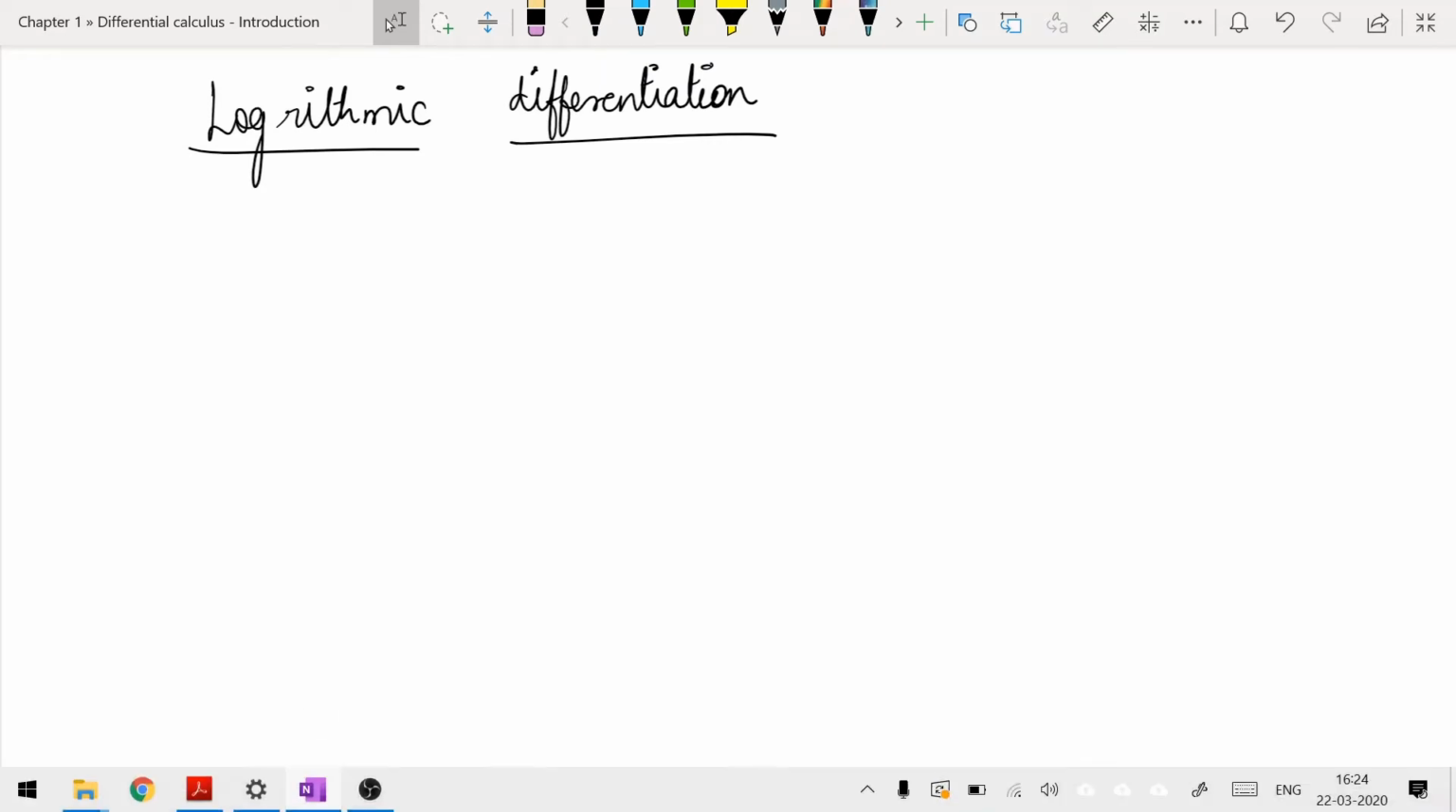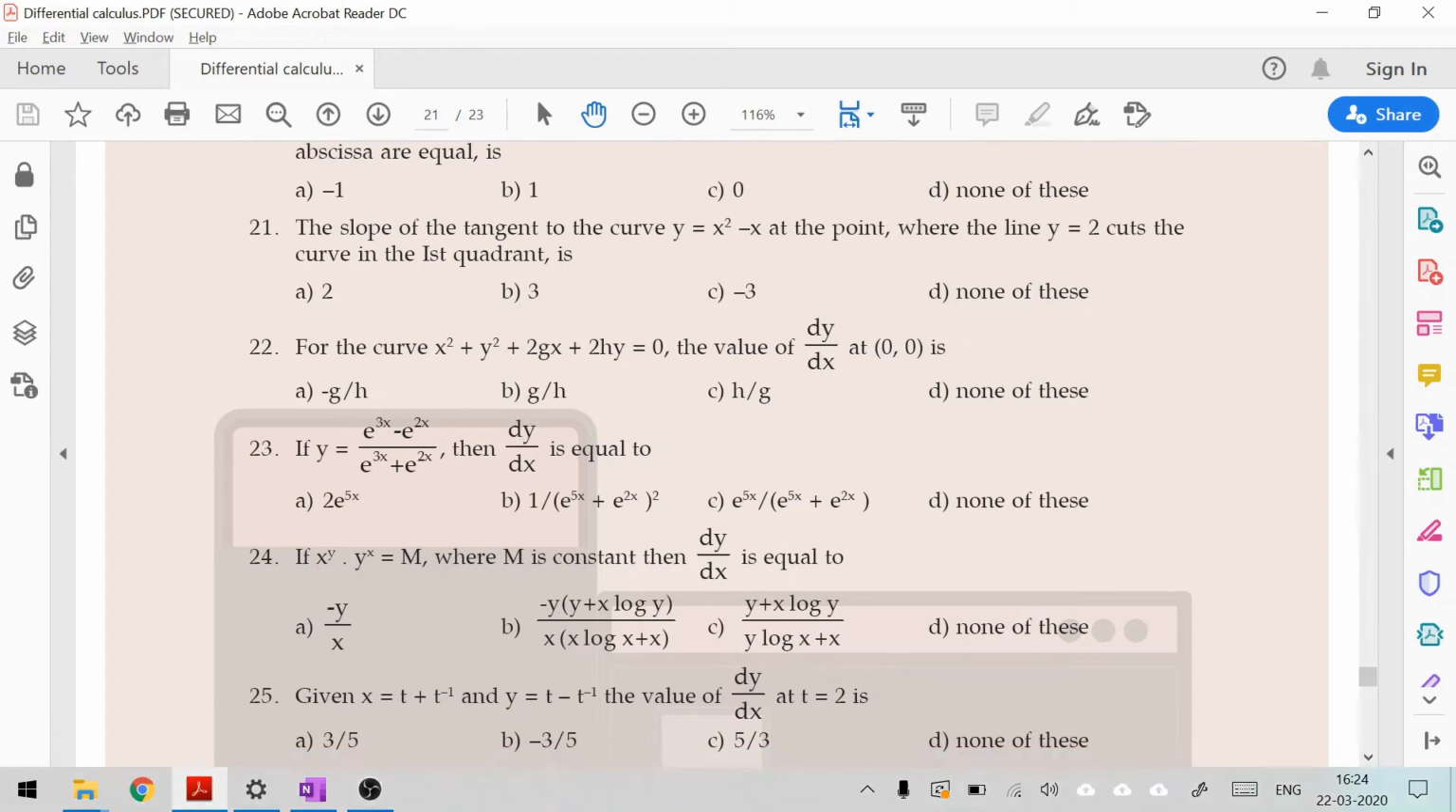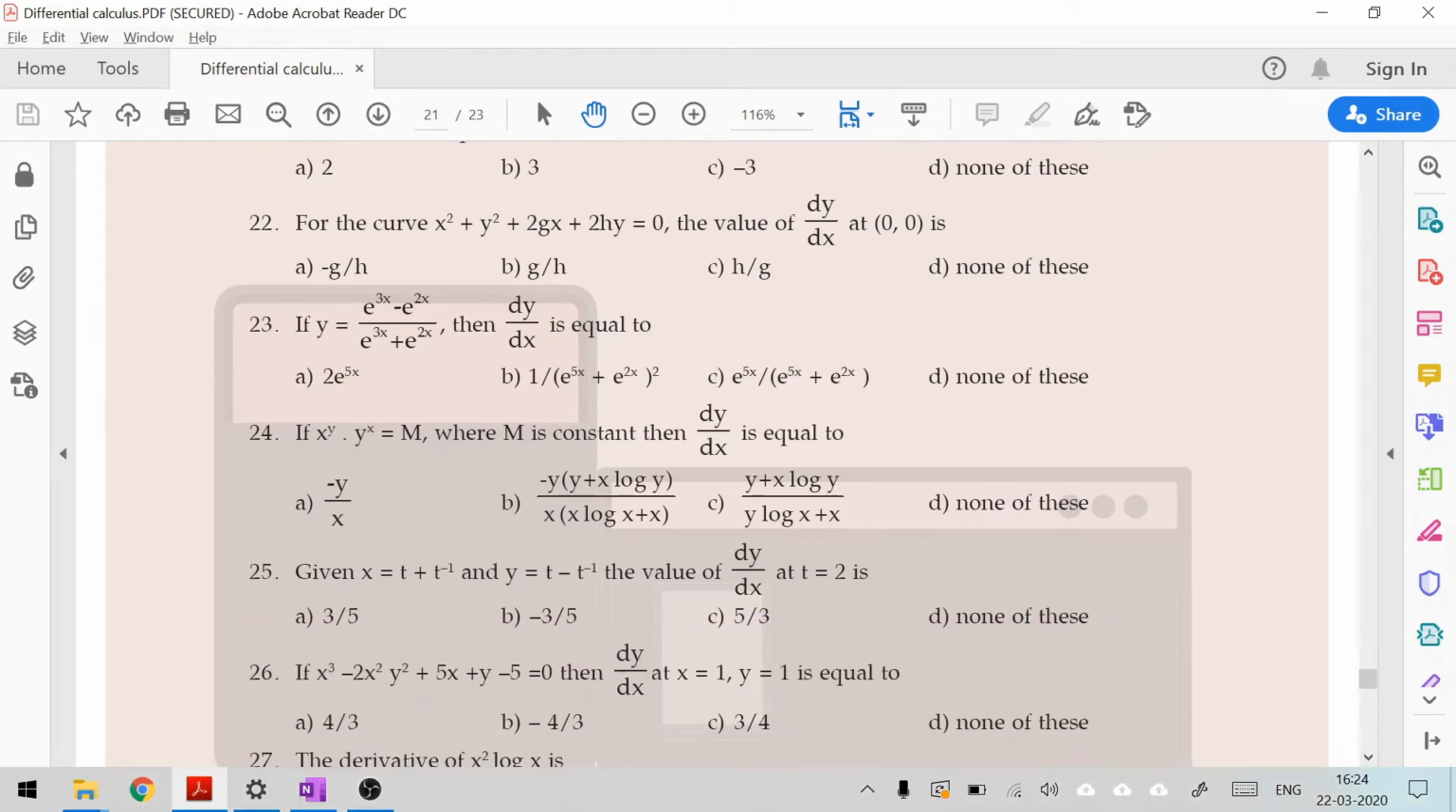Now let us go back to exercise 8a. In this exercise, come to question number 24. Look at this question. X power y into y power x is equal to m, where m is constant, then dy by dx is equal to what? Let me repeat. X power y into y power x is equal to m, where m is a constant. This number m is a constant.